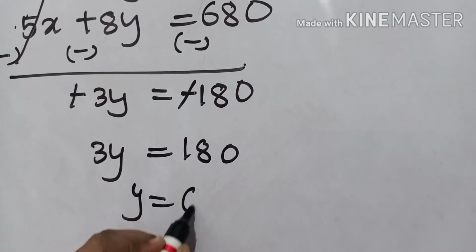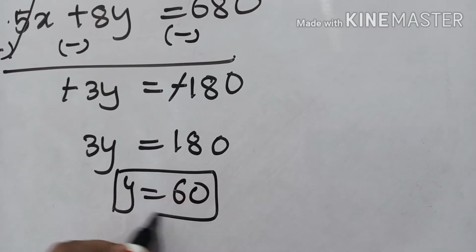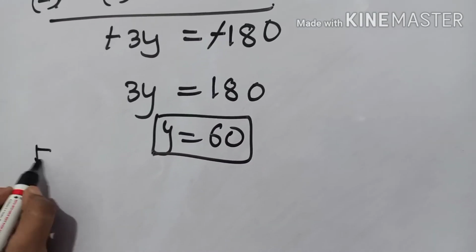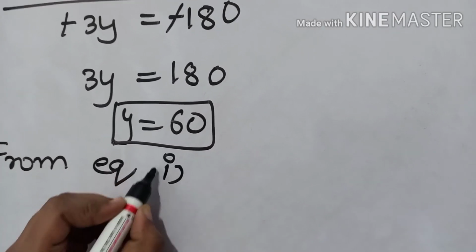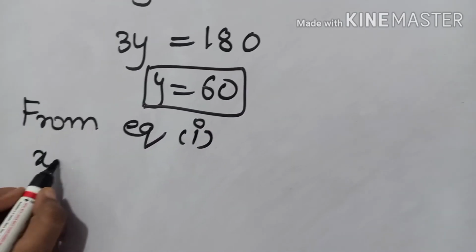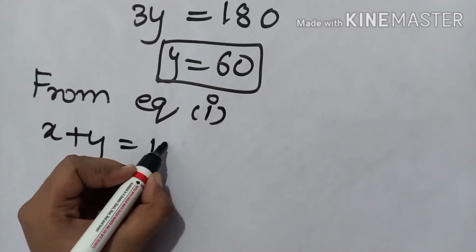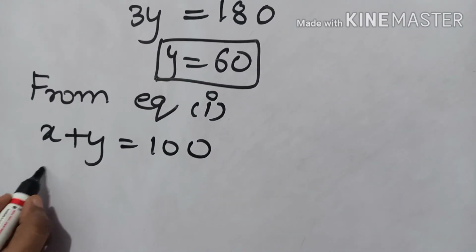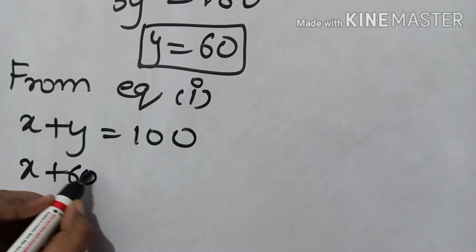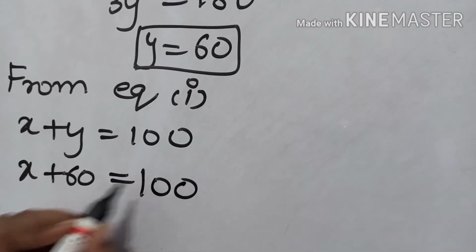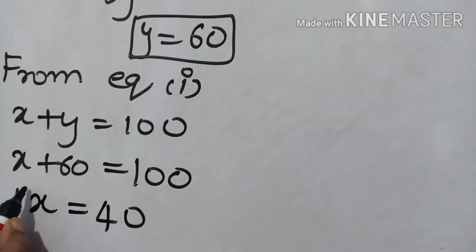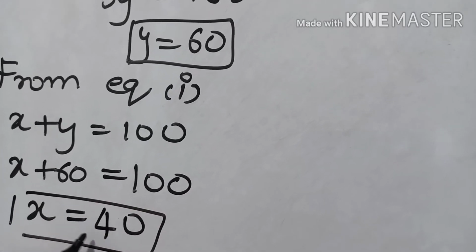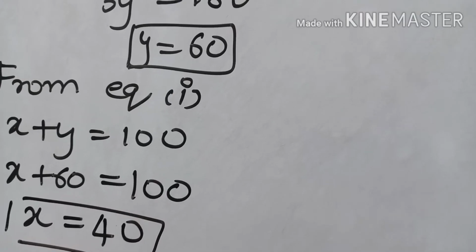Y is 60. Now we have got the value of y. From equation 1, x plus y is 100. We have got y is 60. So 100 minus 60 is 40. The value of x is 40. Hence the solutions are 40 and 60 ml.